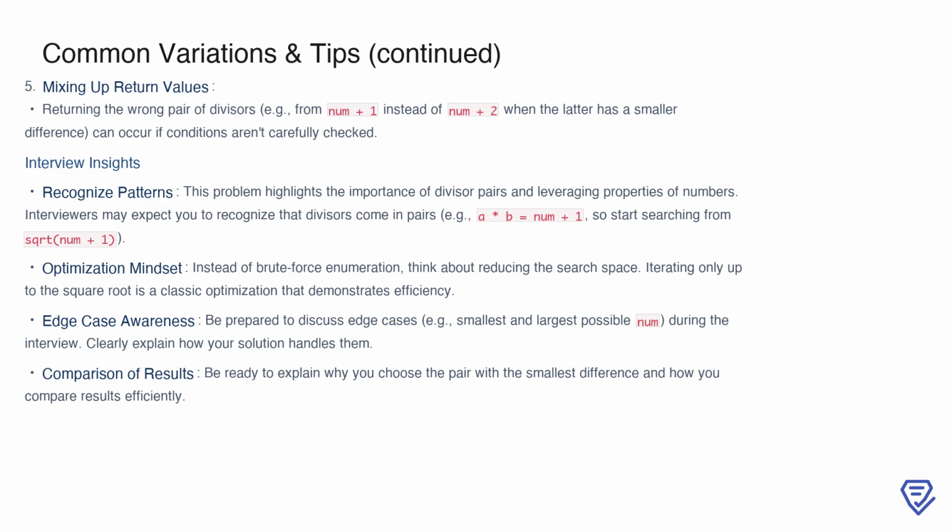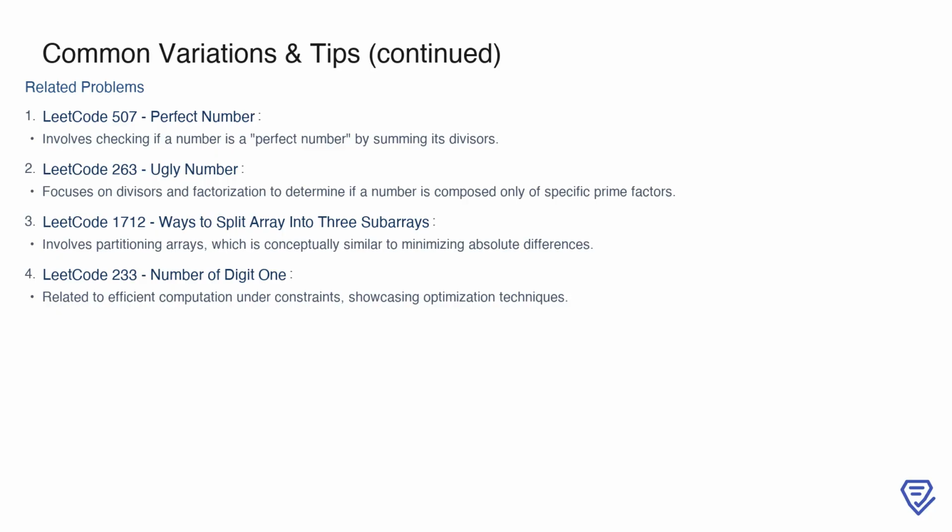For instance, you might need to explain how your solution handles the smallest possible values of number, as well as its largest. Finally, you should be able to justify why a specific pair of divisors was chosen and compare results efficiently to ensure correctness. This problem also connects to several related problems that you might encounter.